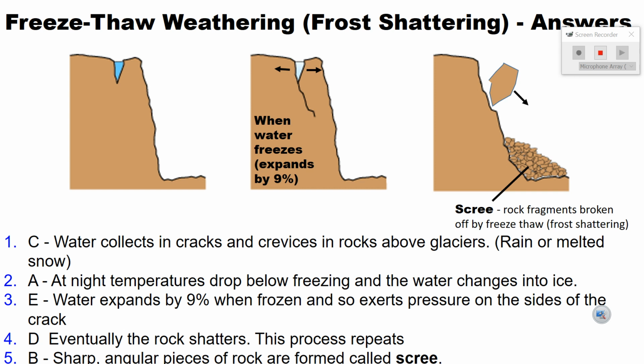And number 5, sharp angular pieces of rock are formed, and those are called scree. So that gives you a really good understanding of how frost shattering happens, and actually how a scree slope can start to form too.